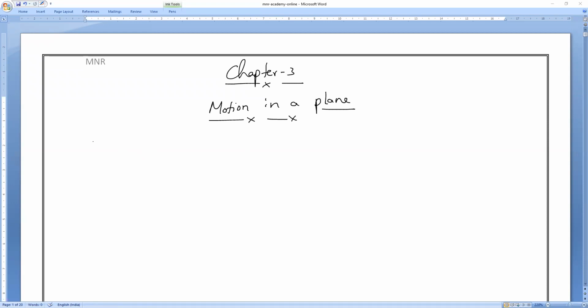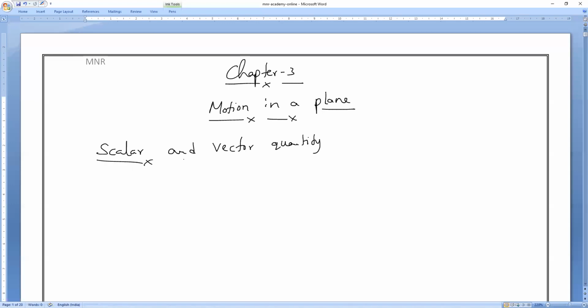In today's class, we are going to discuss scalar and vector quantities, as well as types of vectors, and the angle between two vectors. So let us first discuss what scalar and vector quantities are. We all know this from class 8, scalar and vector quantity.